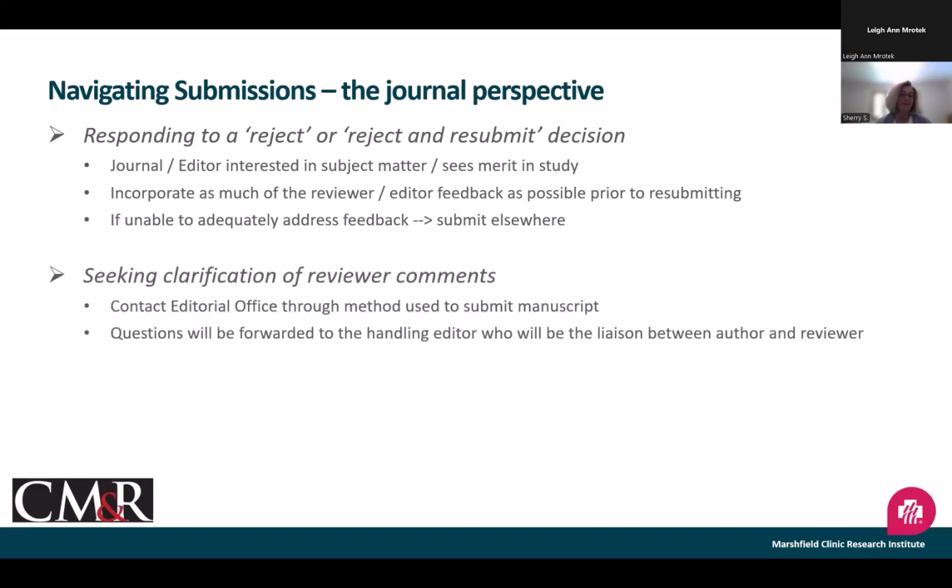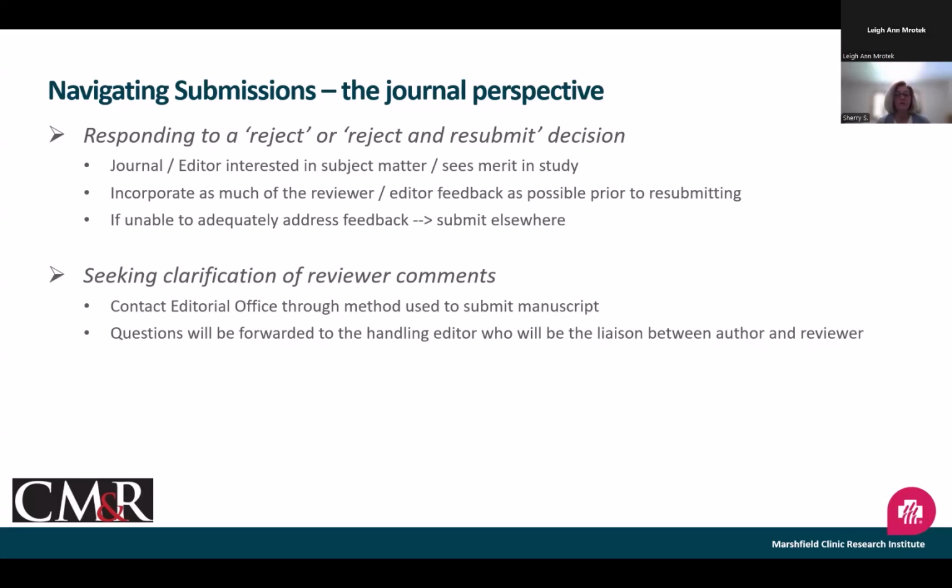The next question that I was going to respond to was that if you have questions about the work or the comments you've received from your reviewers, the best way to go about getting that clarified is to go through the editorial office, whatever method you used to submit your manuscript originally.